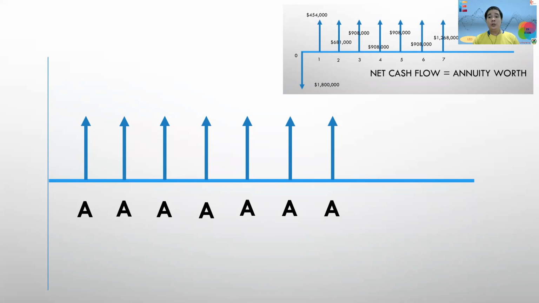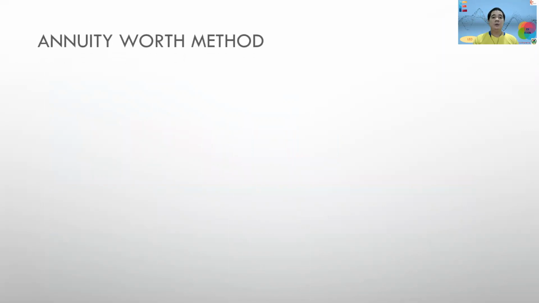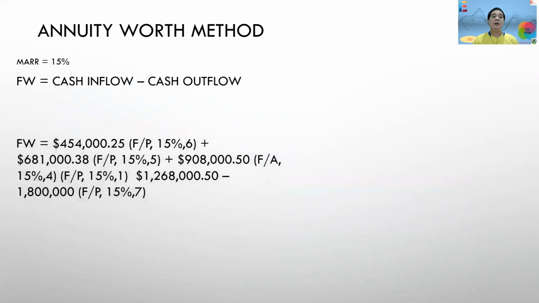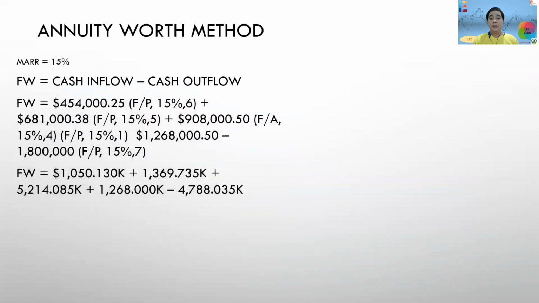Therefore, you'll have to use the ordinary annuity equation on these types of problems, unless stated that the start of the payment is at the beginning of the year. Now, let's compute for the MARR and the annuity worth method.